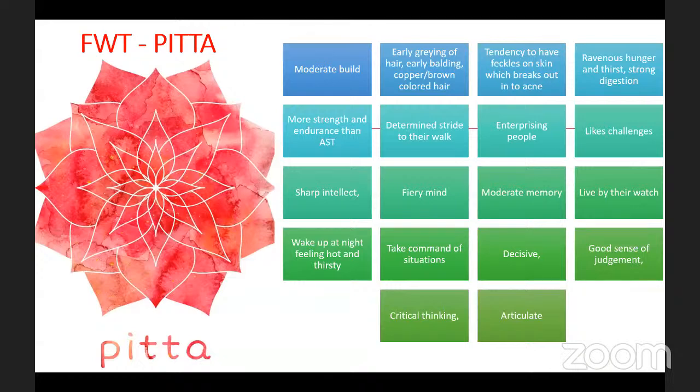Sometimes they wake up at night feeling hot and thirsty due to the excess fire inside. Whenever there is a disturbance, they take command of the situation. They're decisive. They have good sense of judgment. They have critical thinking. They articulate their thoughts wonderfully.